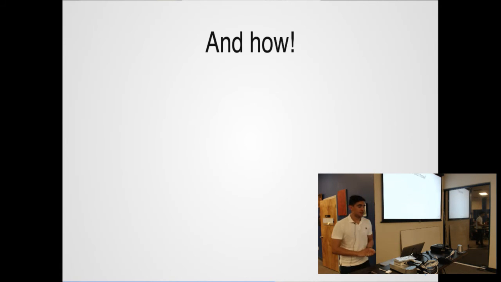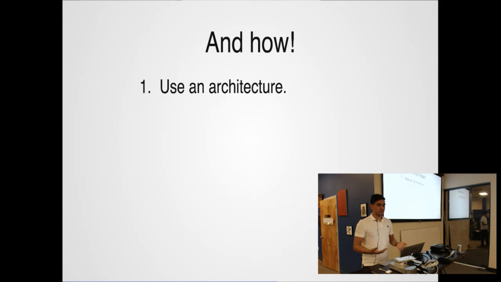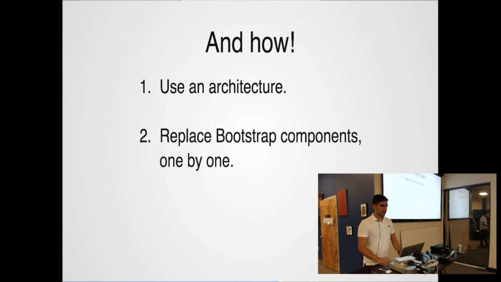All right, so, and how? First of all, we're going to be using an architecture. You've probably heard of a lot of them, like SMACSS or Atomic CSS. I'm going to be talking about one called the 7-1 architecture really briefly. And then you're going to replace Bootstrap components one by one.